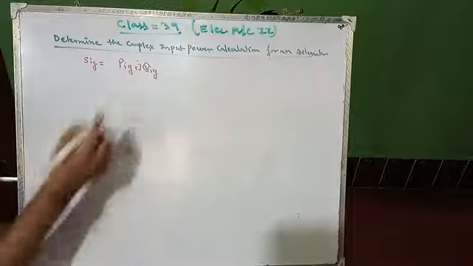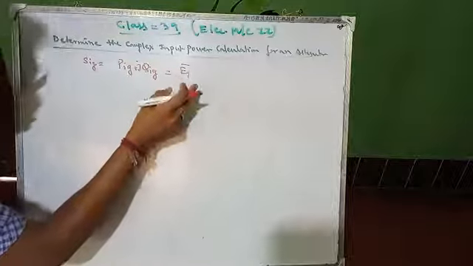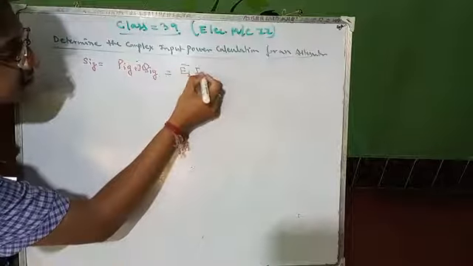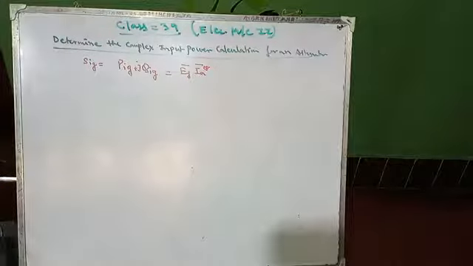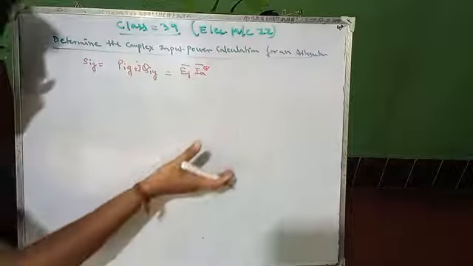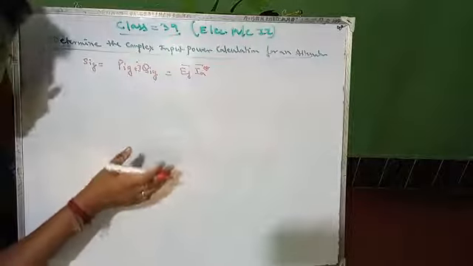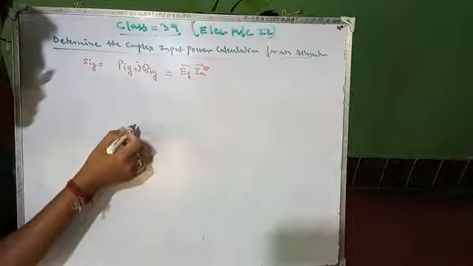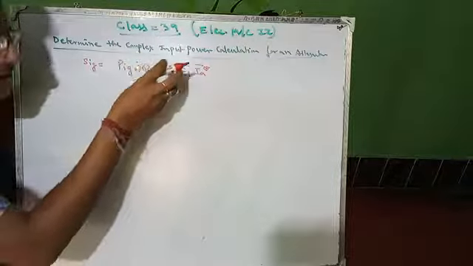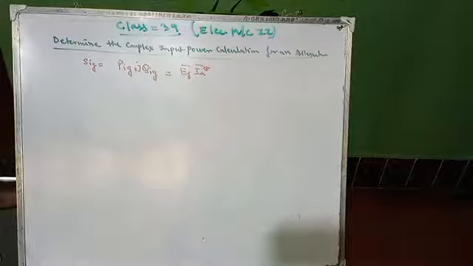So this equation can be equal to, previously it was VT into IA star, now it is EF into IA star. Previously it was VT, that is the output terminal. From the output concept it will be VT into IA star. Now in this case, the input power, that means the field EMF, that is EF into IA star.